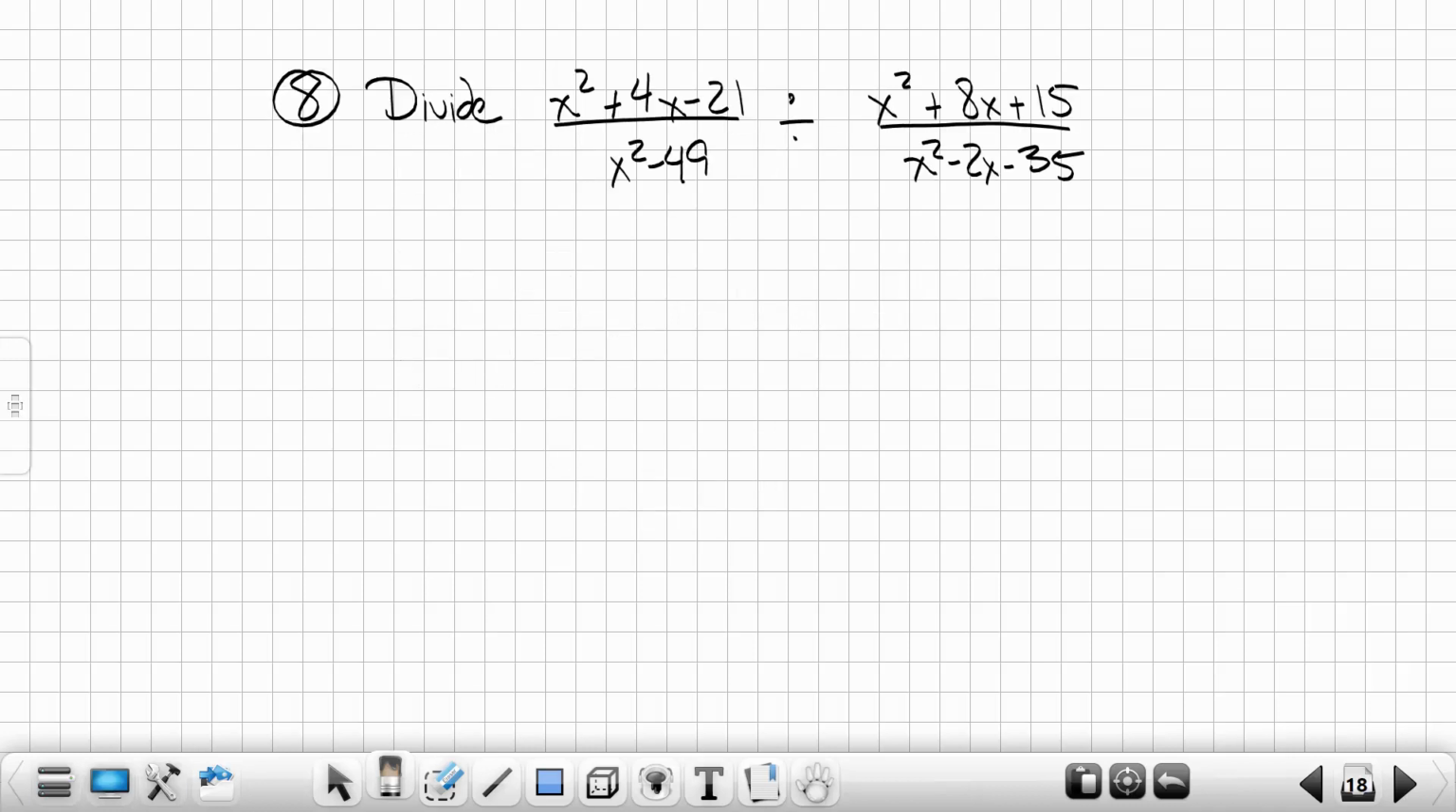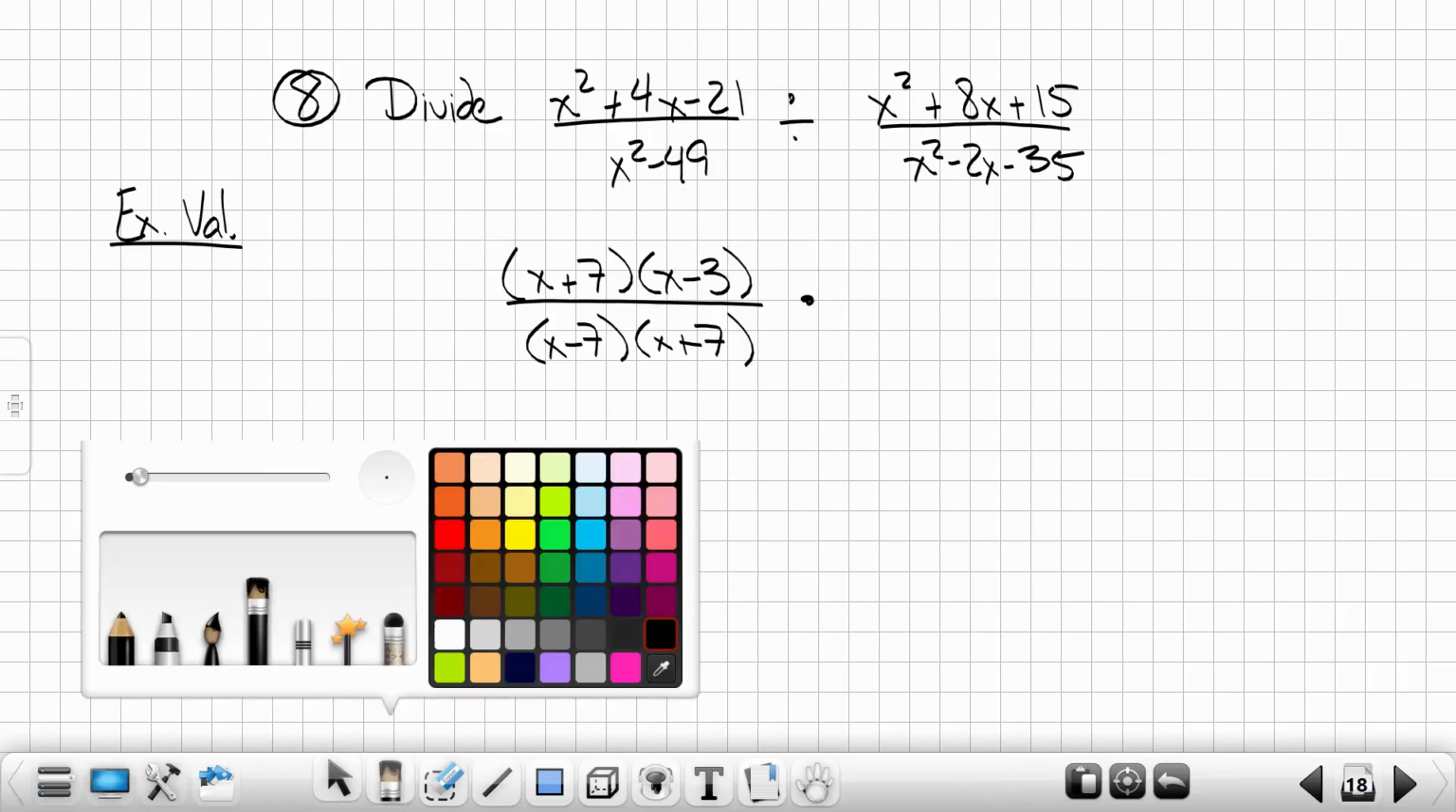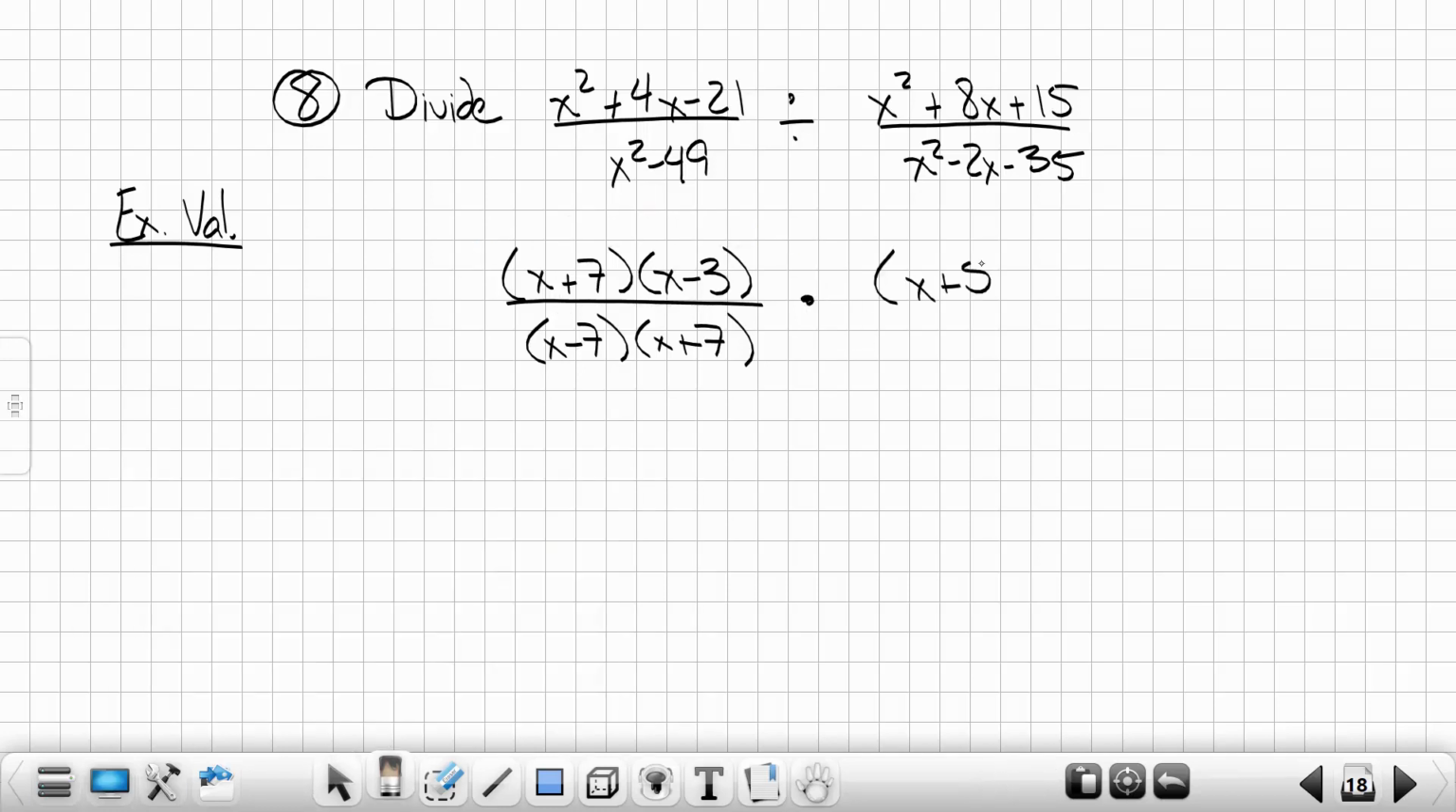Okay, 8. Dividing. So we're going to do a keep, change, flip, but let's go ahead. I'm going to keep a running tab on excluded values for this one so we can at least keep that in mind. All right. Let's factor the top left. Factor the bottom left. Difference of 2 squares, folks. Fantastic, ladies. Factor the top right. Go ahead. Plus 5 and plus 3 multiplies to 15, adds to 8. Factor the bottom right.